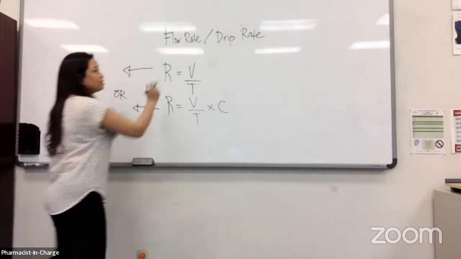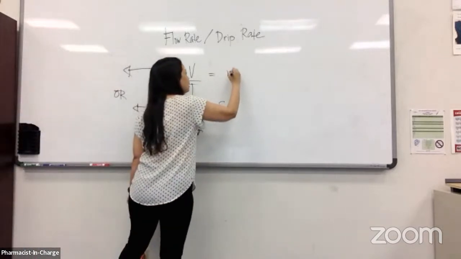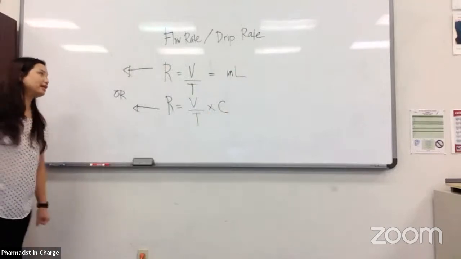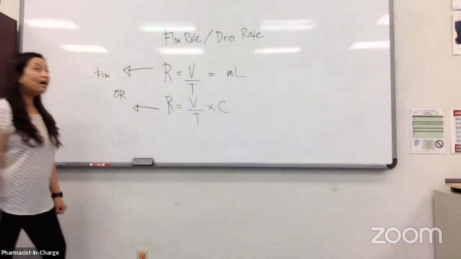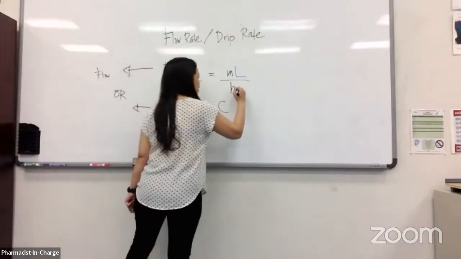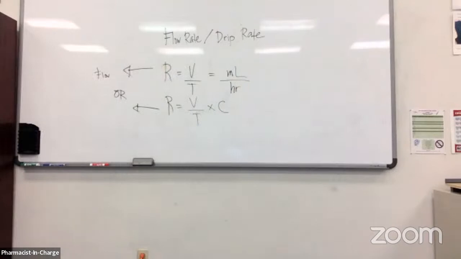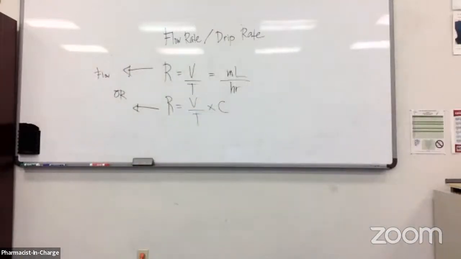When you say V, V stands for volume. So the volume will be in ml for flow rate. And time will be in hours. It can be H or HR. So the unit for flow rate is ml per hour. How fast is it in ml per hour? So this pertains to IV bag infusion.